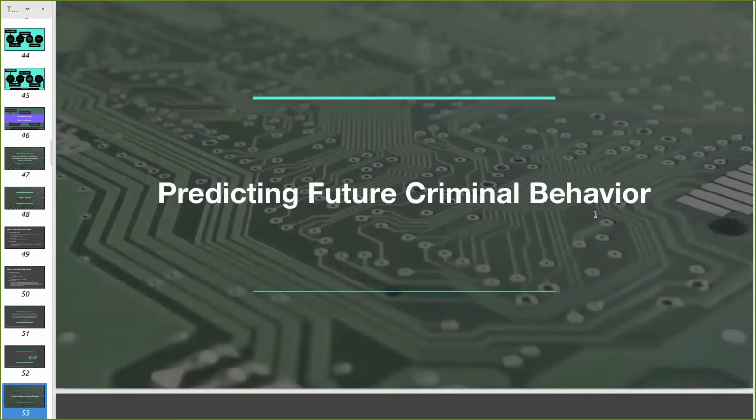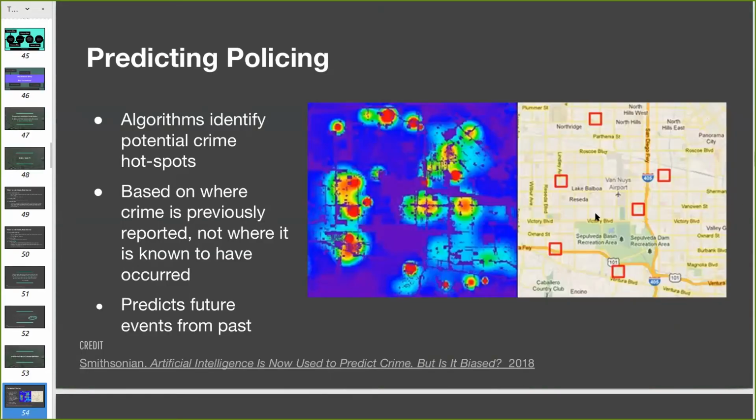Predicting future criminal behavior. You must have heard about things happening in some parts of the world right now where these kinds of systems are being used for policing, like predicting crime, trying to identify criminals from their facial expressions and all this kind of stuff.